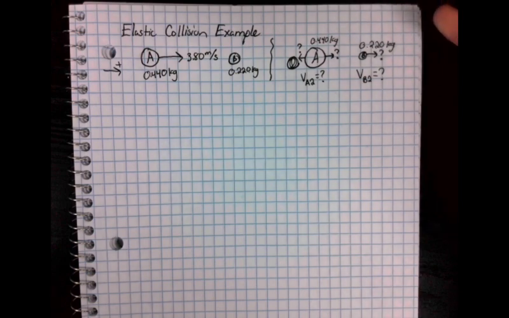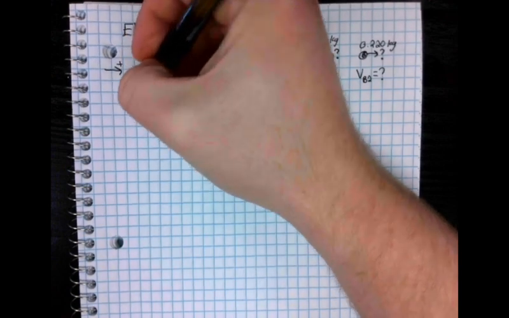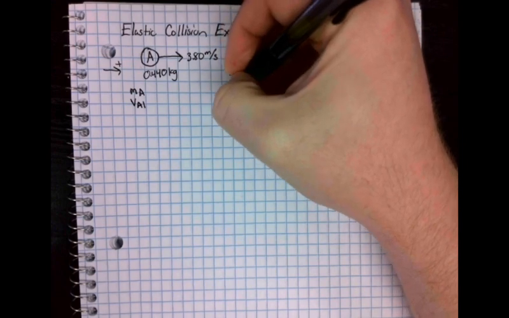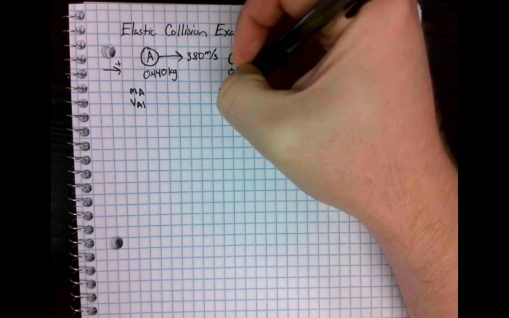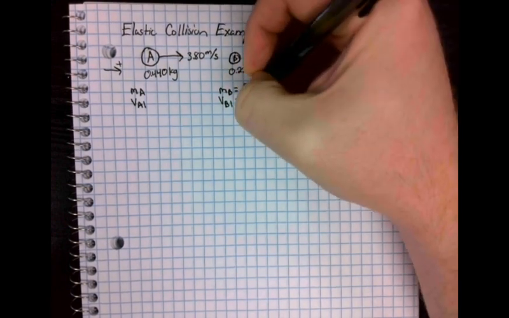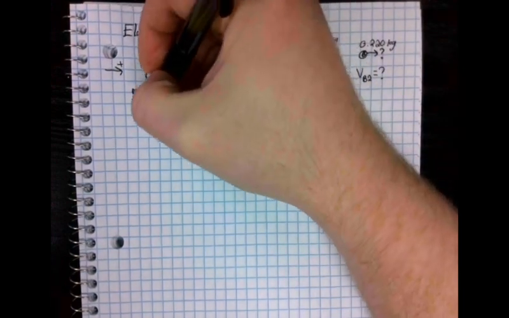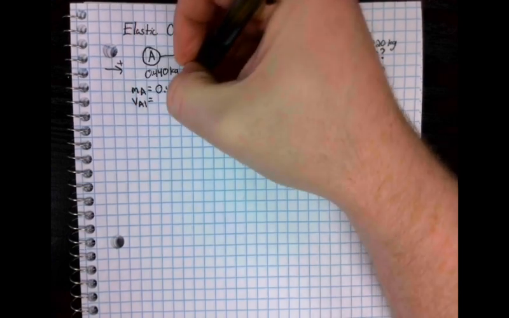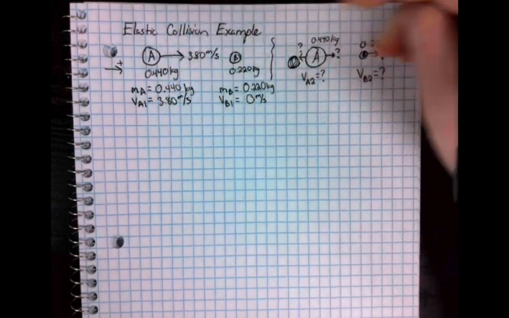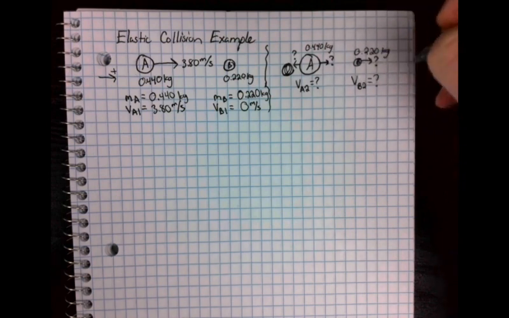So let's look at the information that we have. We have the mass of ball A, and we have VA at position 1. We have the mass of B, and we have the velocity of B at position 1. So mass of B, 0.220 kg, and velocity is 0 meters per second. Our mass of A at position 1 is 0.440, and our velocity is 3.80 meters per second. Then over here to our other side, VA2 we don't know, VB2 we don't know.